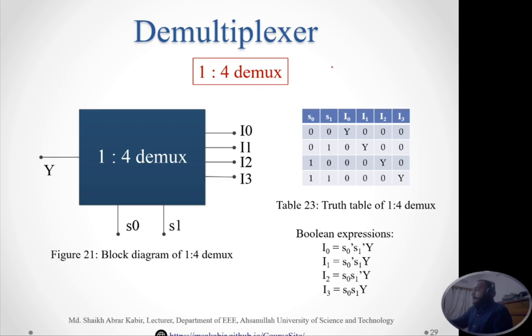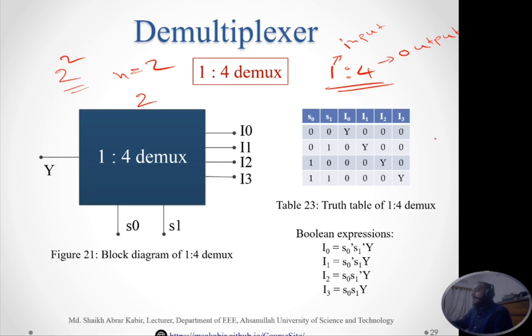So 1:4 demux. Here 1 indicates the number of input lines and 4 indicates the number of output lines. So we have 2 to the power 2 number of output lines. That means we have n equals 2, so we need 2 selection input lines.